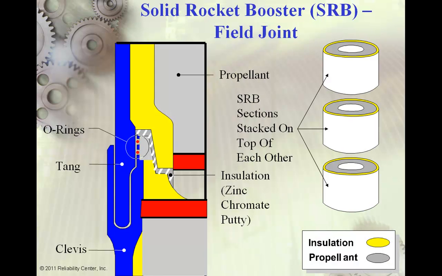If we look at this and we try to dissect the solid rocket boosters, they're about 150 feet tall and about 12 feet in diameter, and they are brought to a stacking facility at NASA where they are stacked on top of each other via a series of what is called tang and clevis joints, which is over here to your left.